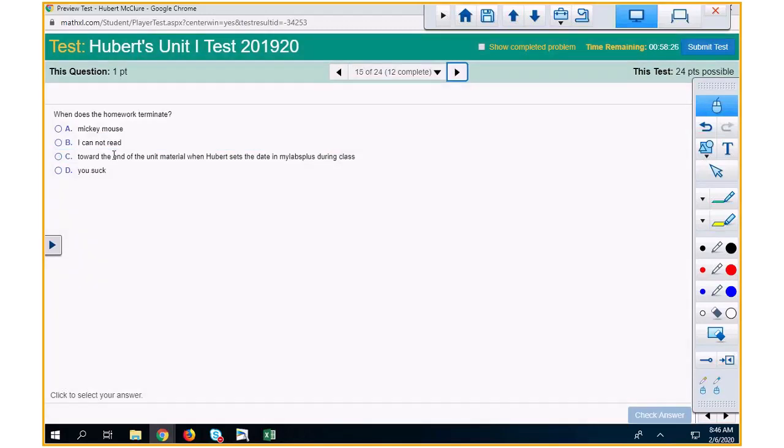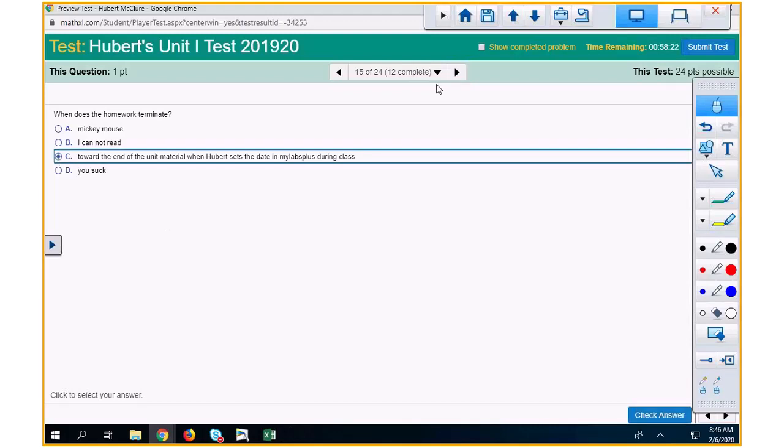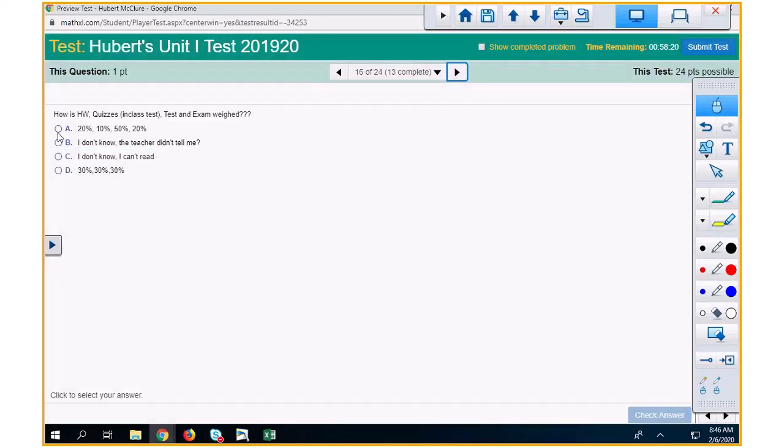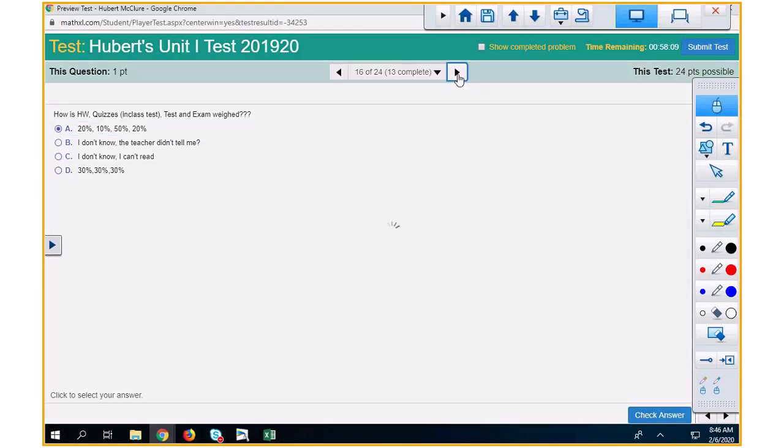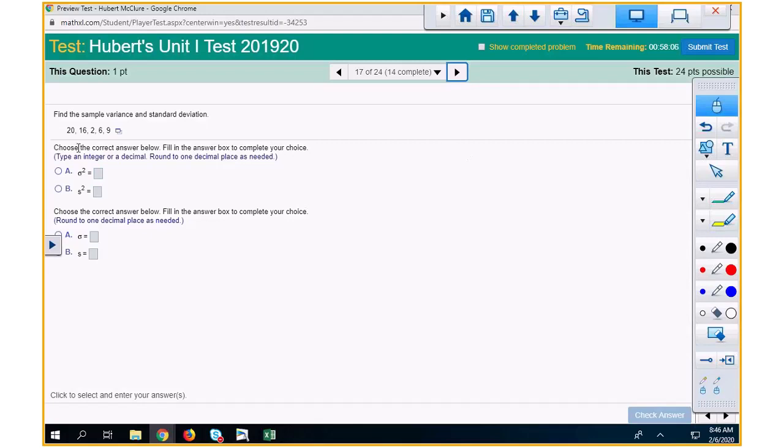Next. When does homework terminate? Charlie. Number one, most missed question of Hubert's bonus questions? A, thank you. Why is it not D? Doesn't equal 100. That's a dang old math question there.